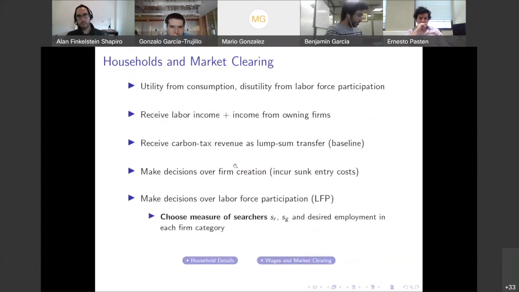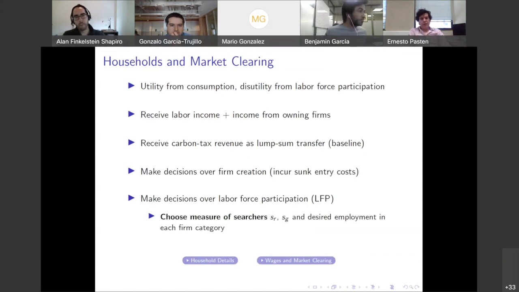From the perspective of households, and thinking about market clearing more generally, households are going to derive utility from consumption, and they're going to suffer if they end up participating in the labor market. Again, that's the standard assumption in these models. They receive labor income from working in each category of firms, and also income from owning firms. And again, this is the standard environment where the household ends up owning all firms.